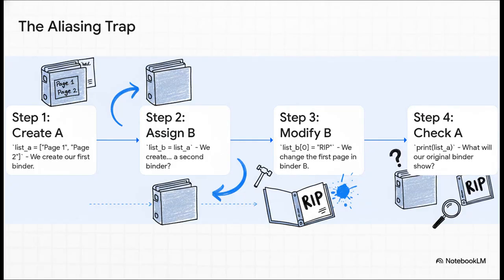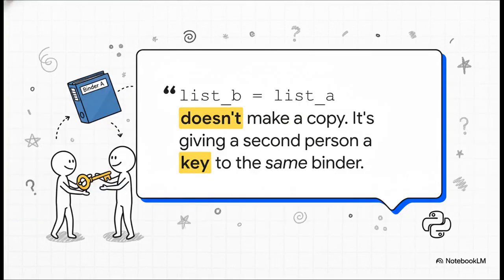So check this out. I'm going to set up a little experiment. First, I create list_a. That's our binder. It's got 2 pages. Got it. Then I write this line, list_b = list_a. So what just happened? Oh, that's easy. You just made a copy. It's like you photocopied the binder. Now there are 2 of them, list A and list B, totally separate. So if you mess with list B, list A is going to be completely fine. And that totally logical thought is the trap.